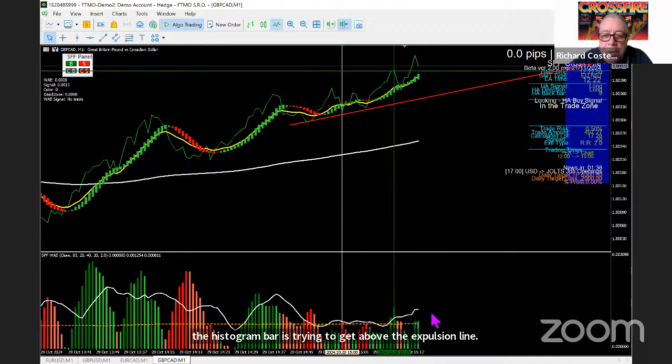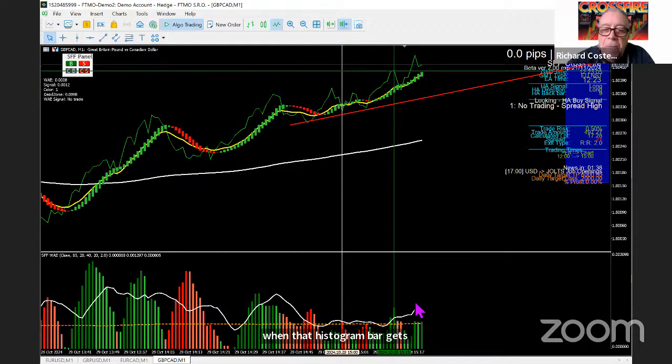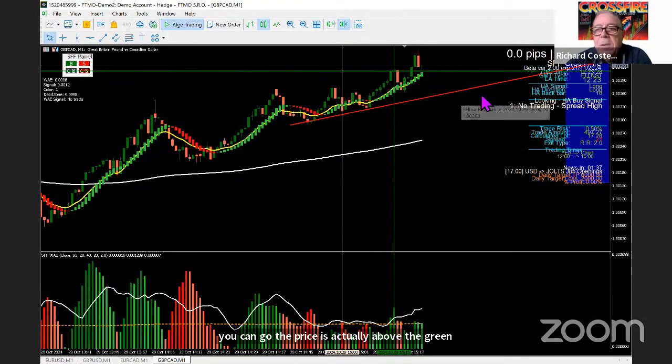You can look at this to tell whether it's ready, or you can simply look over here and it will say WAE signal, no trade. When that histogram bar gets, or if that histogram bar gets above the explosion line, and I think it's set at the minute on 2 consecutive histogram bars, this will change to long in this scenario, because we're looking for a buy. Can you see what's happened? I'm going to put the candles back on. The price is actually above the green trend line. So my trading assistant is now looking for a buy signal.